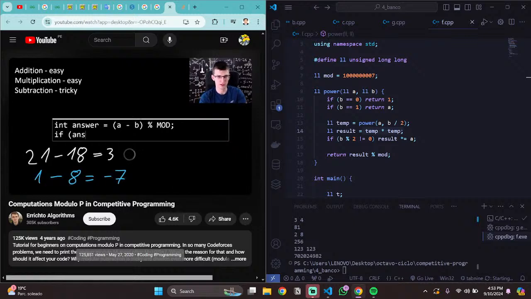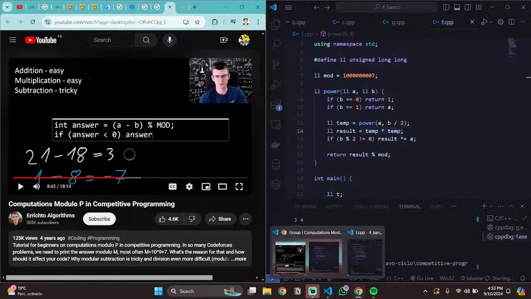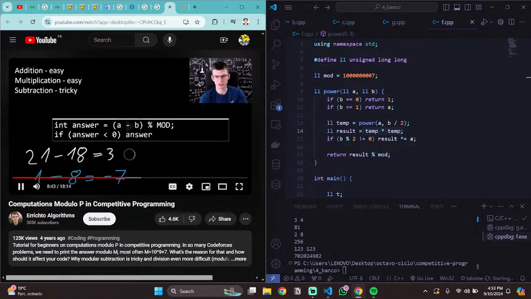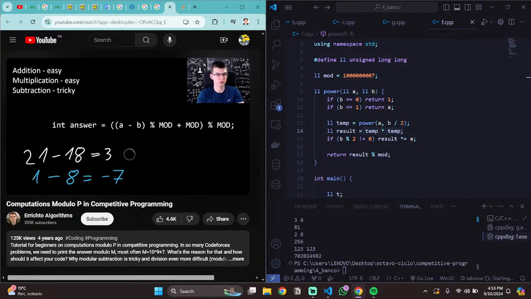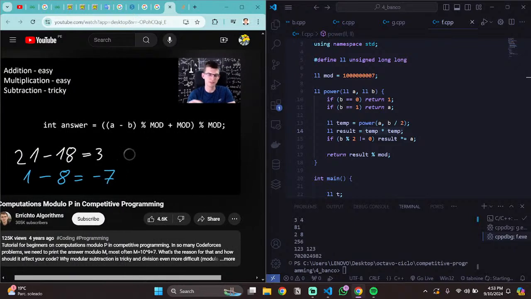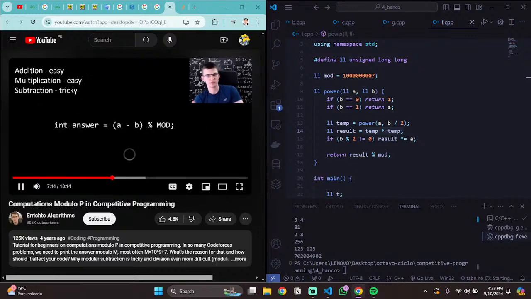But in most languages we need to either do this, if answer became negative, then increase mod. This fixes from -7 to 3. Either about that, you can start caring about the speed of such operations, and actually modulo operator is quite slow compared to multiplication or addition. So that version with if is faster.